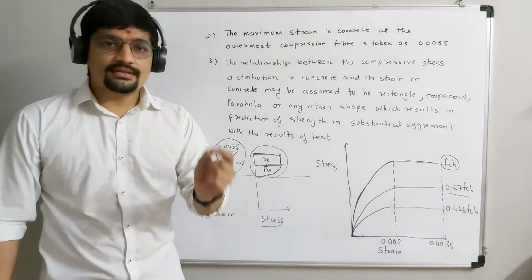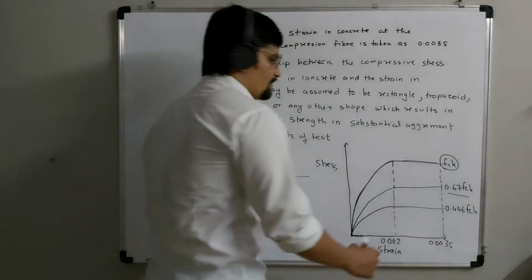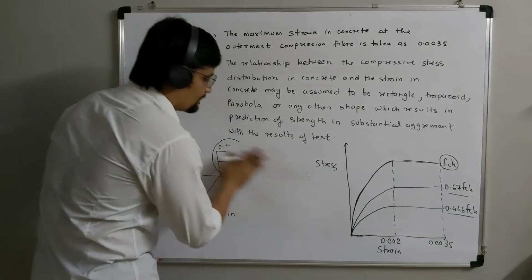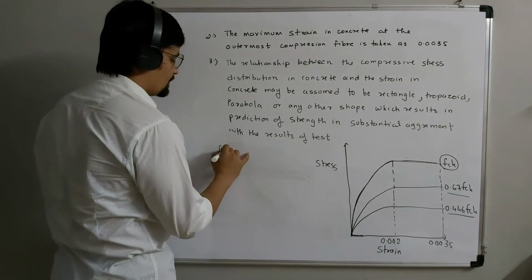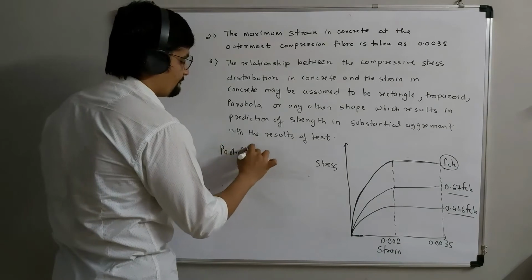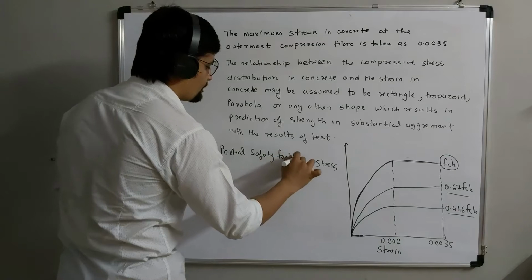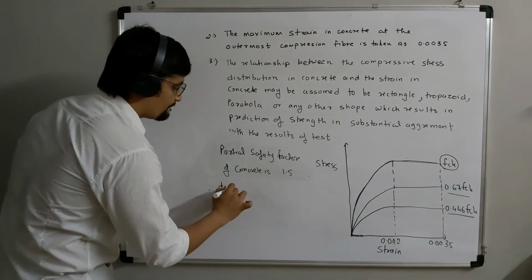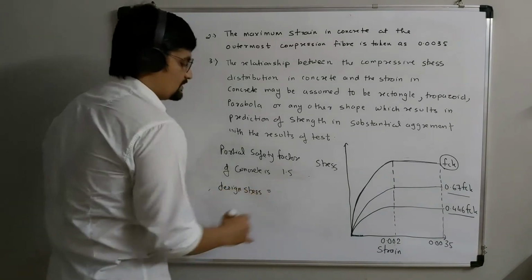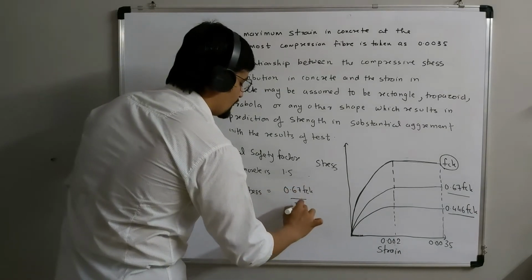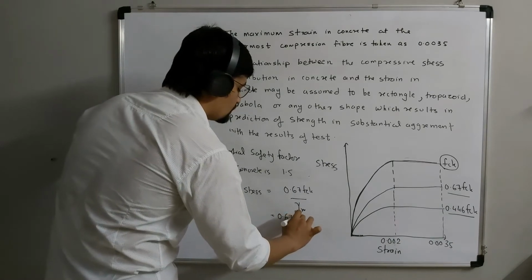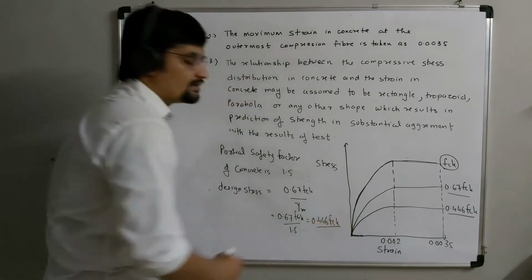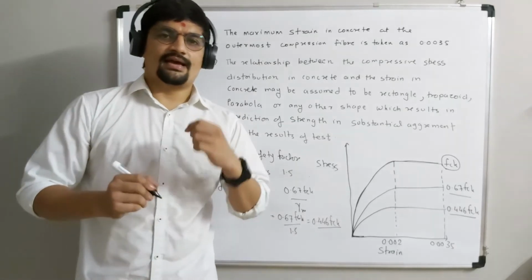Now, what is the design compressive stress value? The design stress will be 0.446 fck. From where do we get that? We have a factor of safety: the partial safety factor of concrete is 1.5. So the design stress is equal to 0.67 fck divided by gamma m, which is 0.67 fck divided by 1.5. So we get the maximum compressive stress value of 0.446 fck. This is the maximum compressive stress value, 0.446 fck.